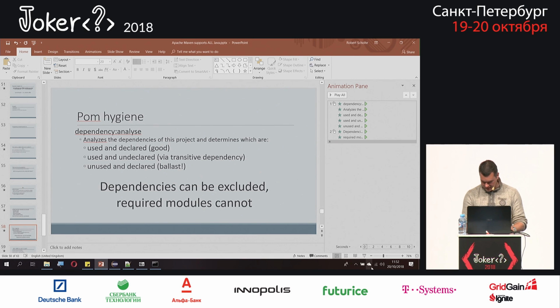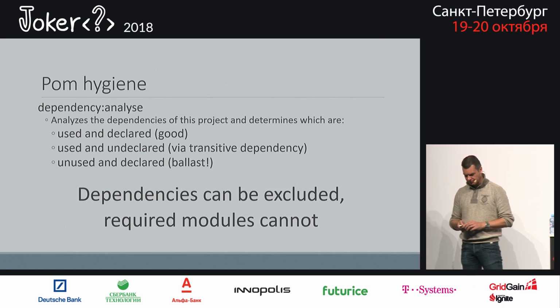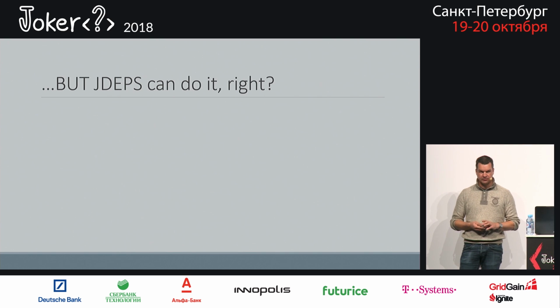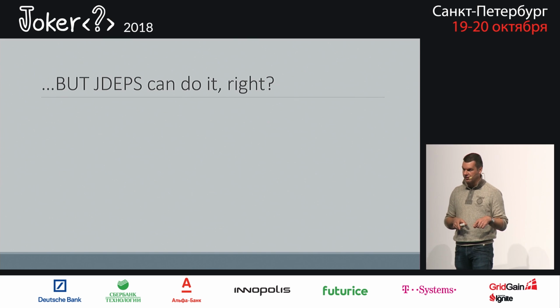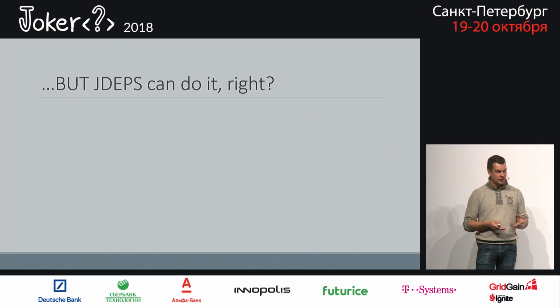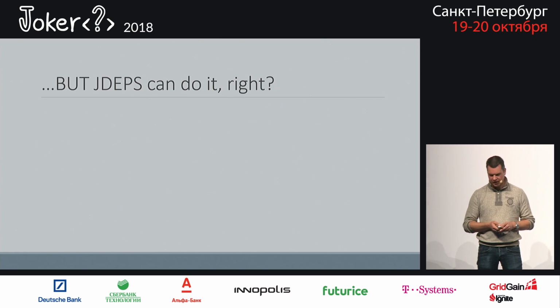So let's see. So like I said, POM hygiene is very, very important. So back to generating a module descriptor, because JDeps can do that, right? There's this option in JDeps, which is a tool introduced in Java 8, which can help you for analyzing if you are using internal APIs or not.